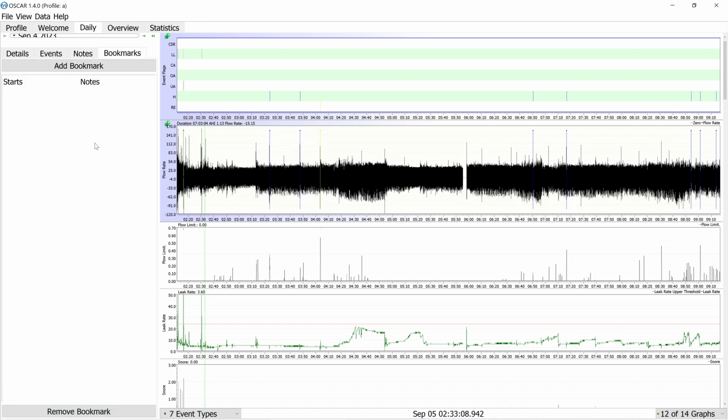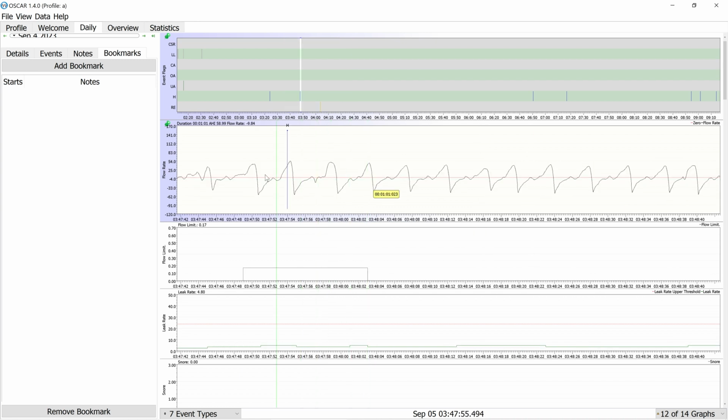Okay, moving on. This is the bookmarks tab. You can go anywhere in your data and create a bookmark. So if I add bookmark here, what it'll do is actually bookmark this time, 3:47 a.m., and it'll create a library of them that I can click back to. So if you have some really strange data or stuff that really sticks out that you want to go back to, you can bookmark it.